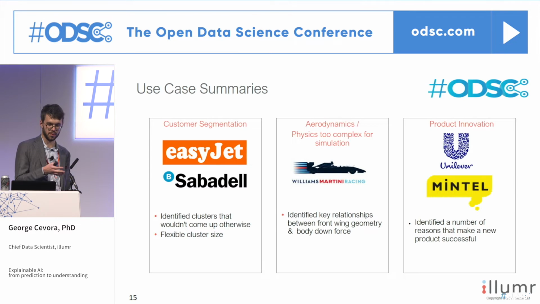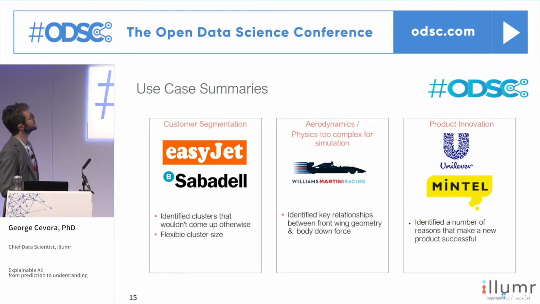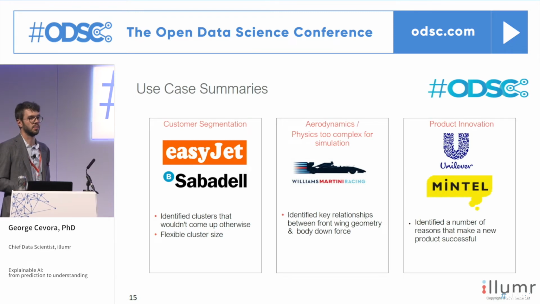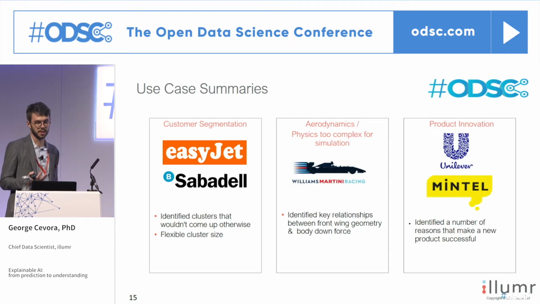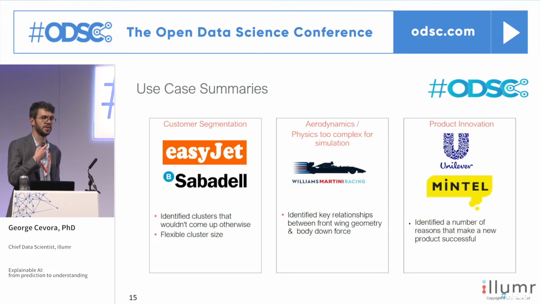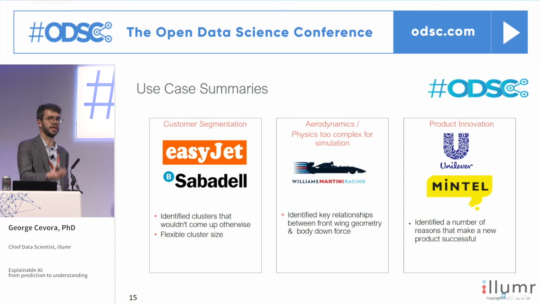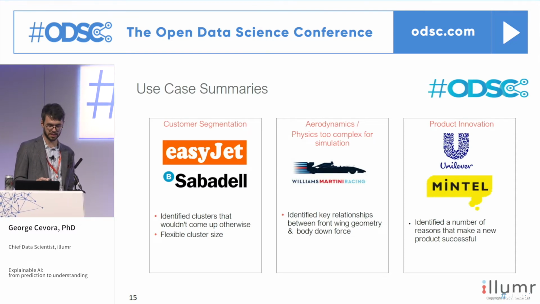Very similar examples are innovations on products. We did this for Unilever and for Mintel, Mintel is a very large customer survey agency. We are looking at products being introduced in the market and the intention of customers to buy these products, and we were able to give them reasons for what makes a product successful, which again allows you to devise successful products.